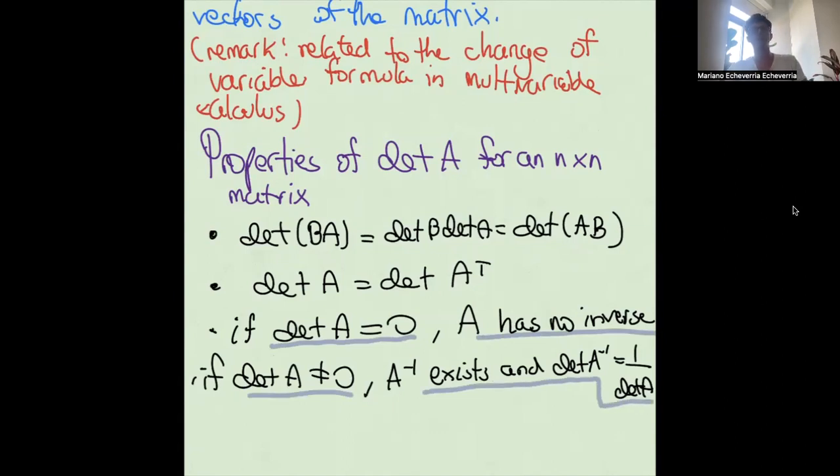So what I'm saying is that for our purposes, this is perhaps the most important property of the determinant: that it is the best detection tool for invertibility. Okay.